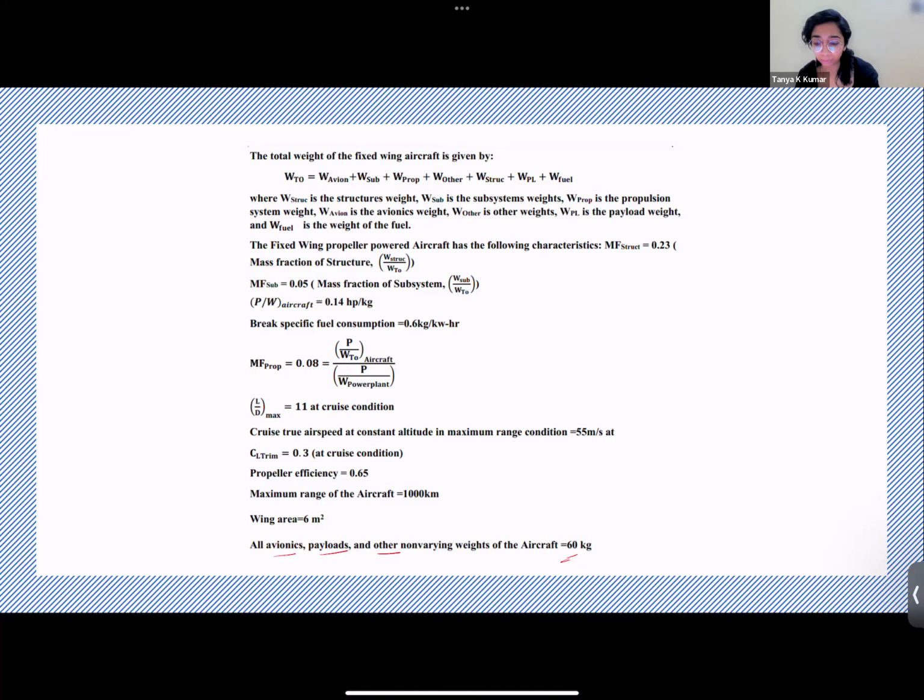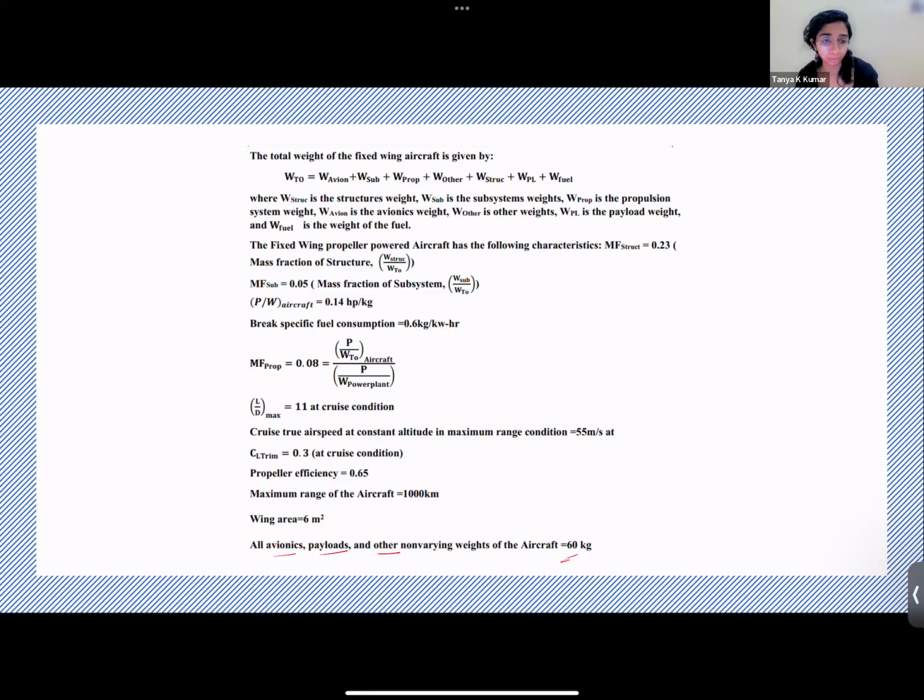The fixed wing propeller powered aircraft has the following characteristics. Mass fraction of the structure is given to you, 0.23. Then they've given you mass fraction of the subsystems as 0.05. They've given you power to weight ratio, 0.14 HP per kg. BSFC is 0.6 kg per kilowatt hour. They're giving you mass fraction of the propulsion unit, 0.08. Then they've given you L by D max, the ratio of L by D for minimum drag or minimum thrust required. They've given you cruise airspeed, 55 meters per second.